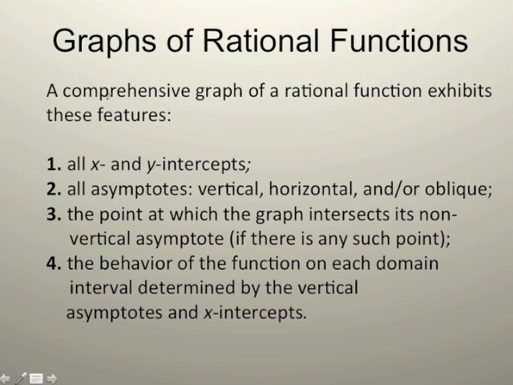Graphs of rational functions. A good comprehensive graph of a rational function exhibits these features. It shows all the x and y intercepts. It shows all the asymptotes: vertical, horizontal, and/or an oblique asymptote. It shows the point at which the graph intersects its non-vertical asymptote, if there is such a point, and the behavior of the function in each domain interval determined by the vertical asymptotes and the x-intercepts. So we want something in each domain interval determined by the vertical asymptotes and the x-intercepts.